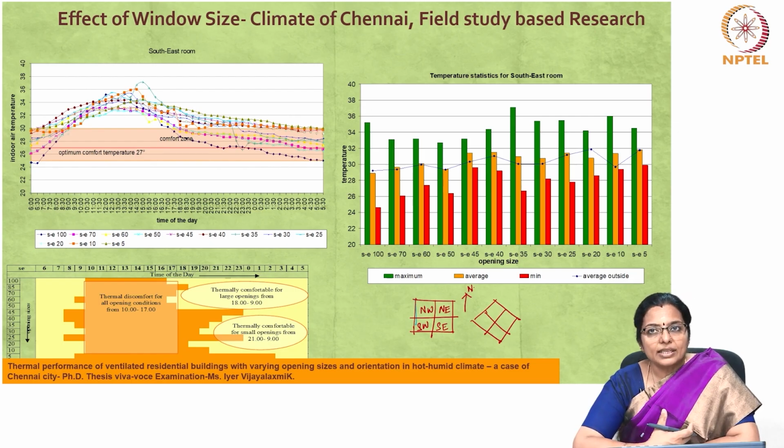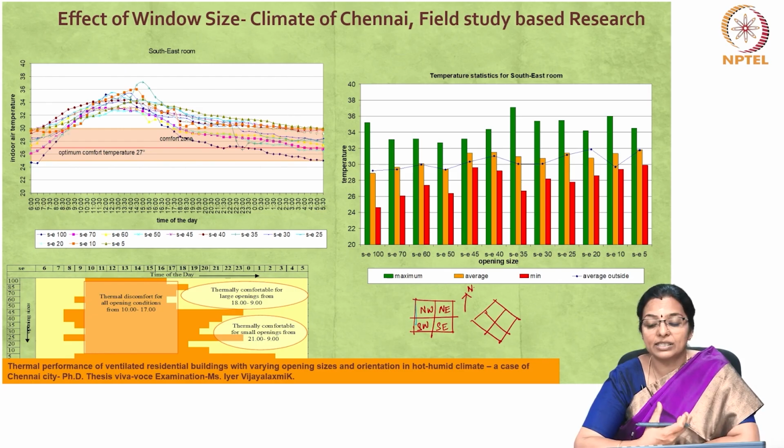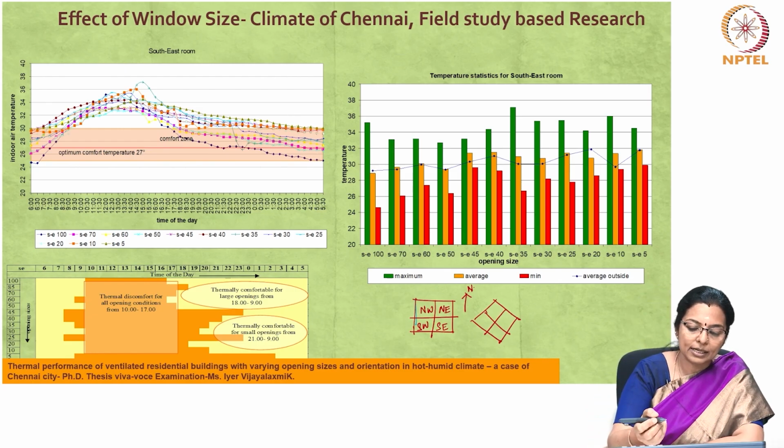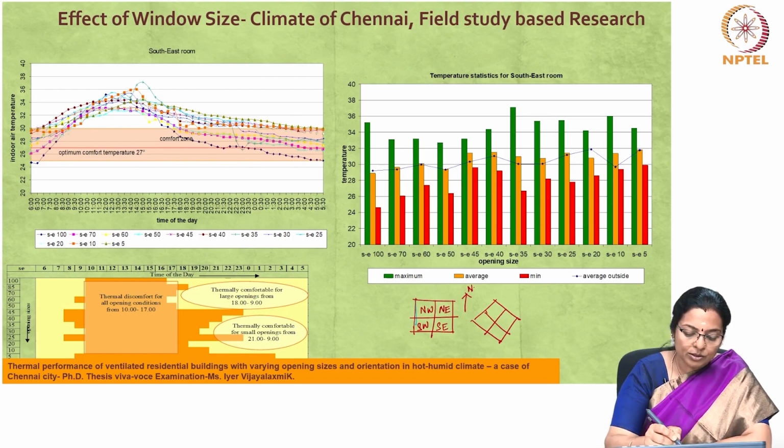So, the indoor temperature is high for small openings and low for large openings in the northeast and southeast rooms. The difference in temperature at certain times due to variation of opening size can be as high as 5 to 6 degrees centigrade. See, you can see in this graph, you can see temperature in the southeast rooms for the varying opening sizes. So, you can see that this one, which is say 35 degrees.